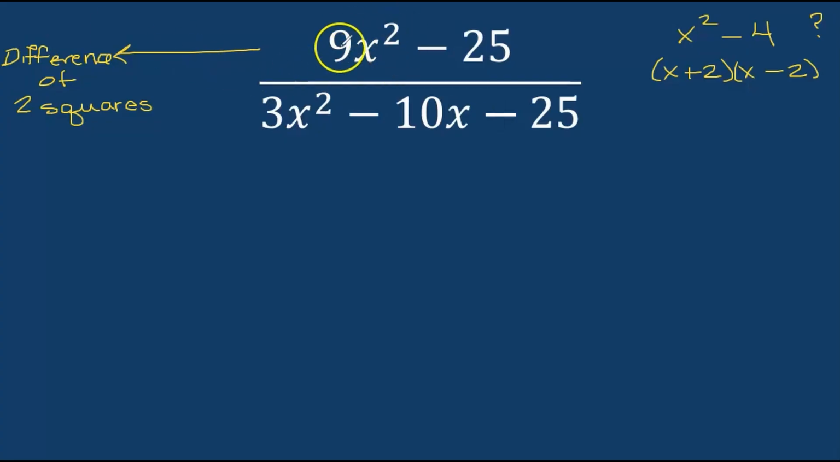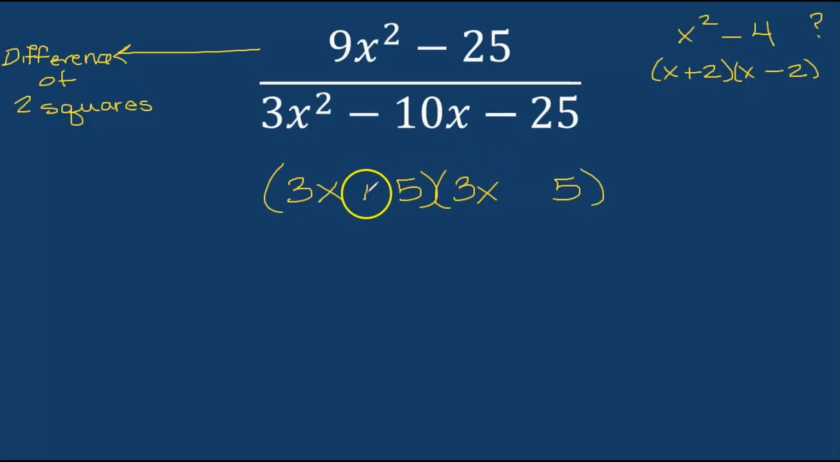When I look at this, it's a little bit more complicated. The 9 has to be split into 3 times 3. So every perfect square here has to be split. X squared splits into x and x. 25 splits into 5 and 5. And one becomes positive and one becomes negative. Now I have fully factored the numerator.